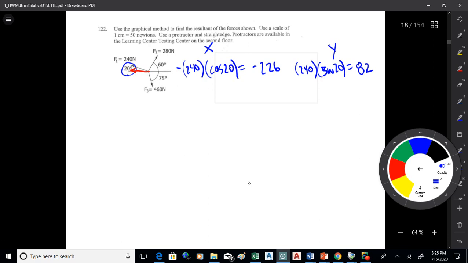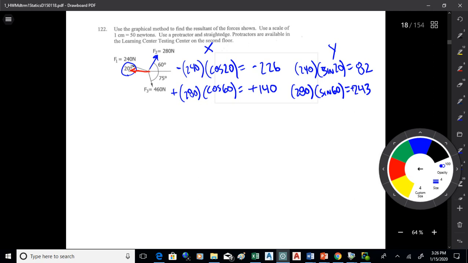Okay, the next one there, F2, I've got up and right for this one, so that'll be both positive. So that'll be 280 cosine 60, and that'll be 140 positive. And then I've got 280 sine 60, and that will get me 243 roughly, positive.